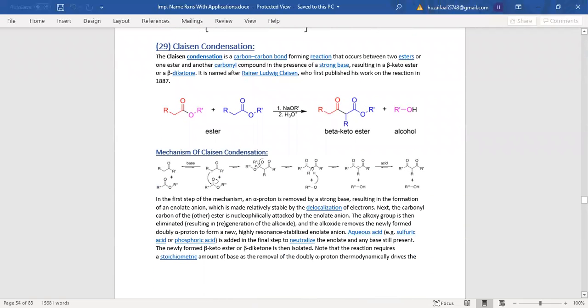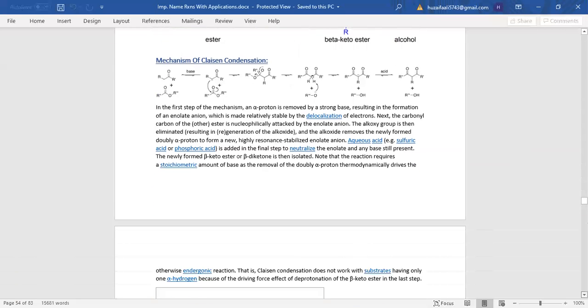Claisen condensation. The Claisen condensation is a carbon-carbon bond forming reaction that occurs between two esters or one ester and another carbonyl compound in the presence of a strong base, resulting in a beta-ketoester or a beta-diketone. It is named after Rainer Ludwig Claisen, who first published his work on the reaction in 1887. Mechanism of Claisen condensation.